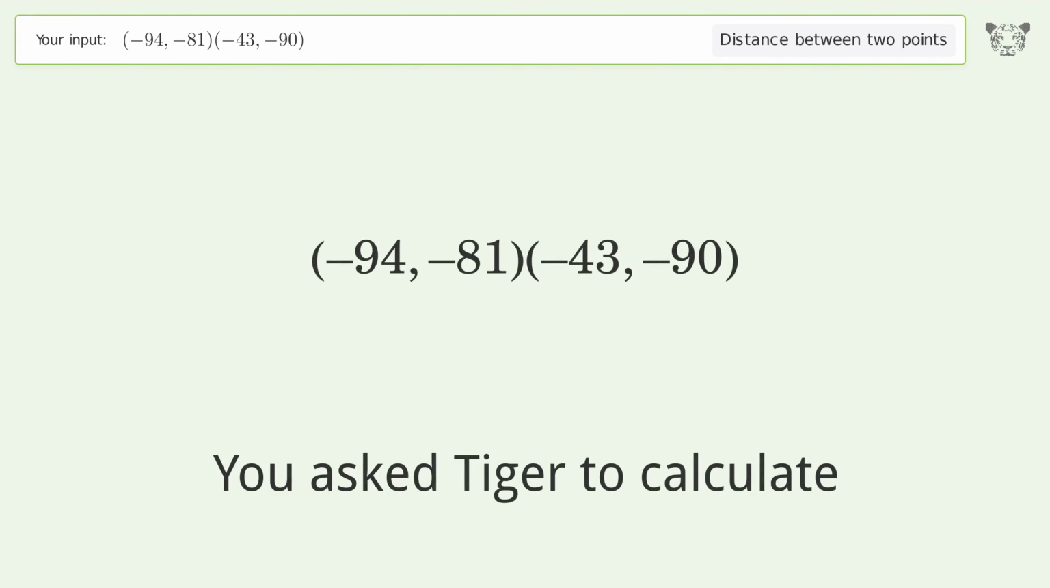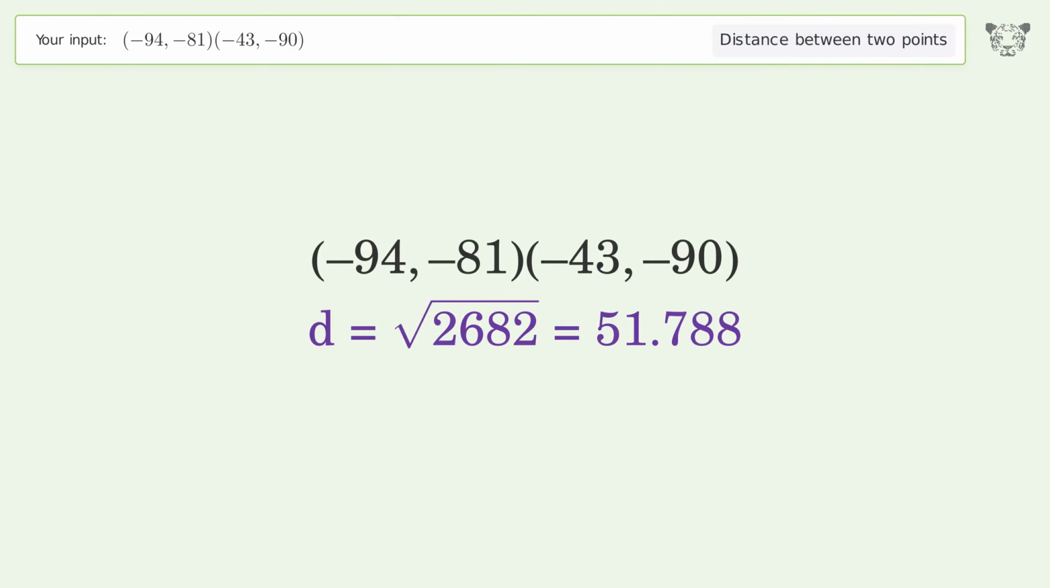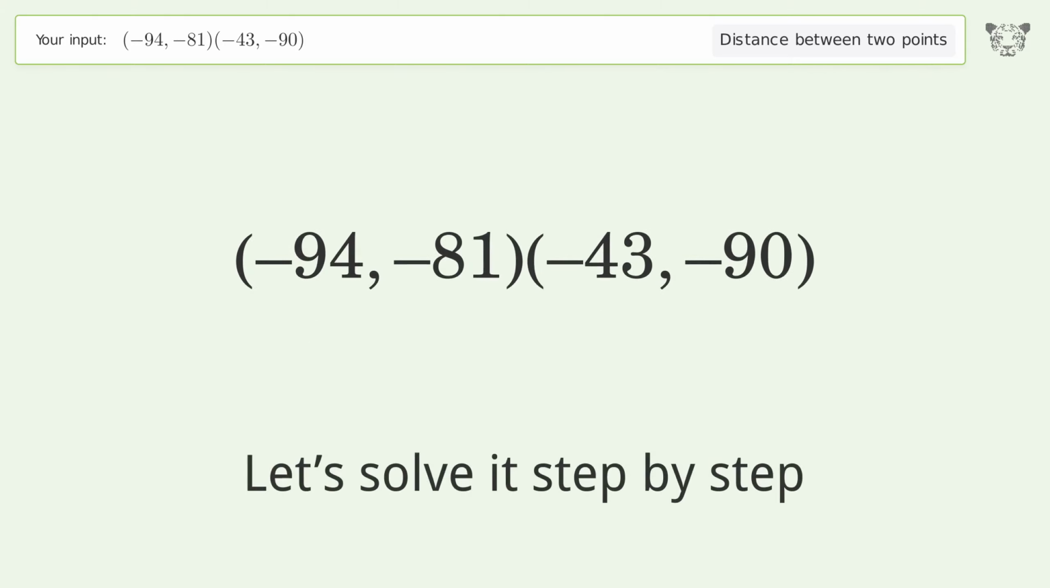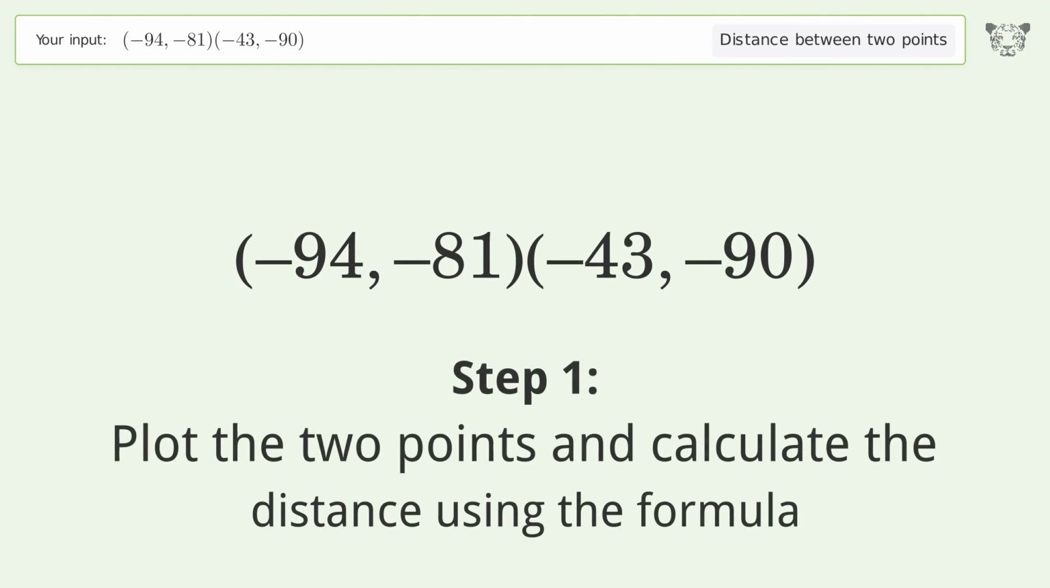You ask Tiger to calculate the distance between 2 points. The distance between the 2 points is the square root of 2682, or 51.788. Let's solve it step by step. Plot the 2 points and calculate the distance using the formula.